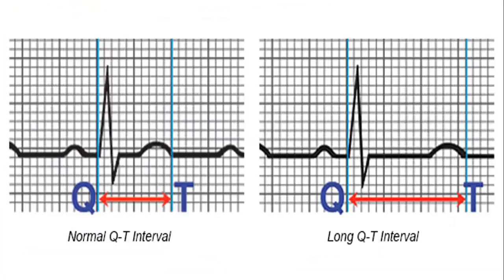Now, we come to the long QT interval. There may be some abnormalities which you can see in this picture. This is the normal QT interval, and when there is some abnormality and the QT interval becomes long, that is called long QT interval. We have studied about this long QT interval in the last class. I am just demonstrating the picture in ECG that you will find in the long QT interval.